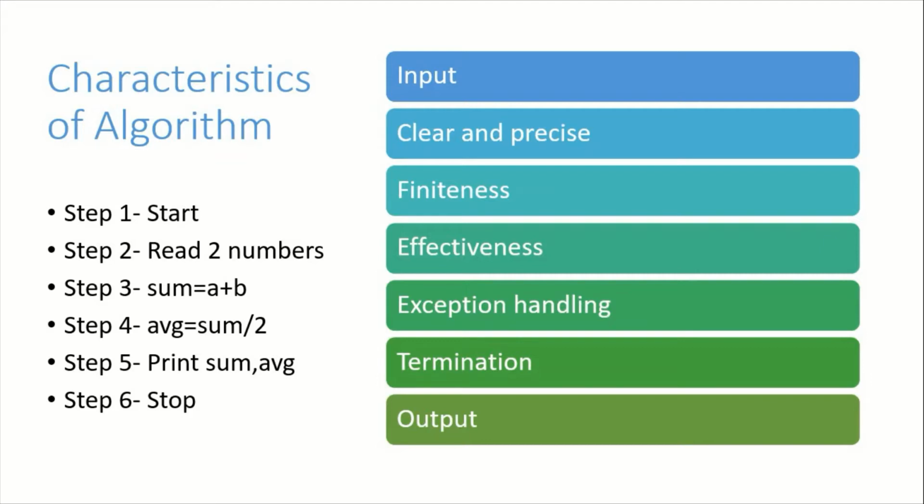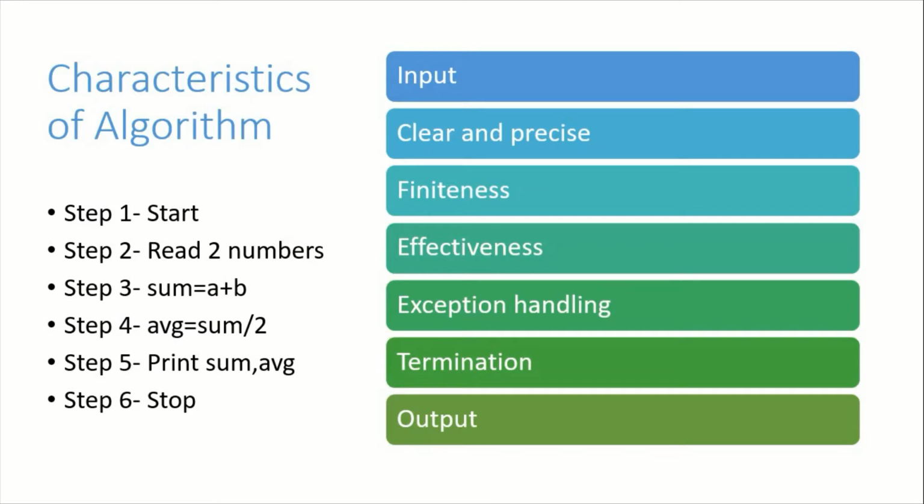The next characteristic of algorithm is effectiveness. Each and every step written in the algorithm should be effective. That is, there should not be any unnecessary steps given. There should be a minimum number of steps, and all the steps which are written should perform the operation which is required to generate the output.